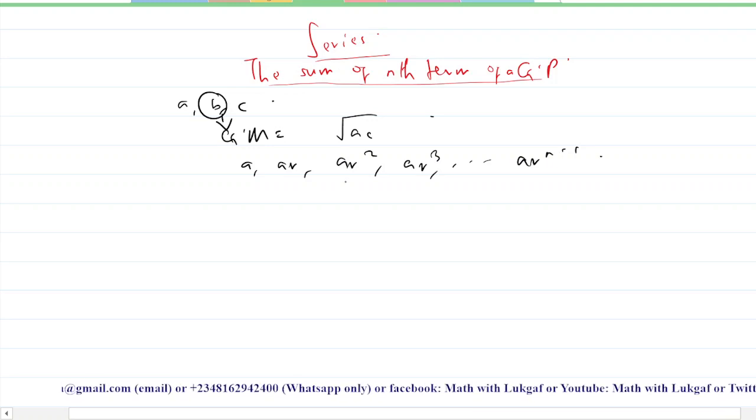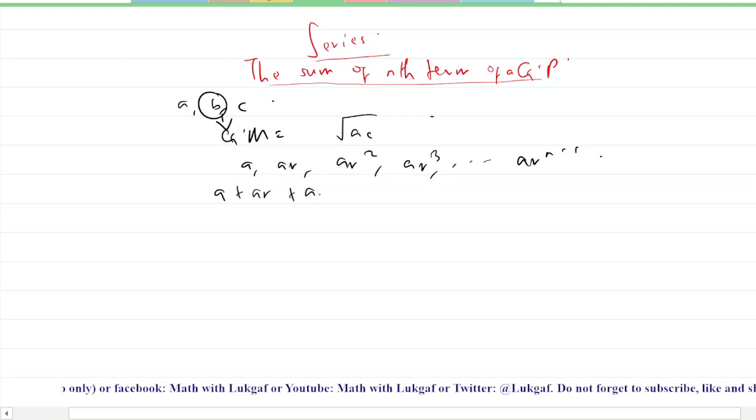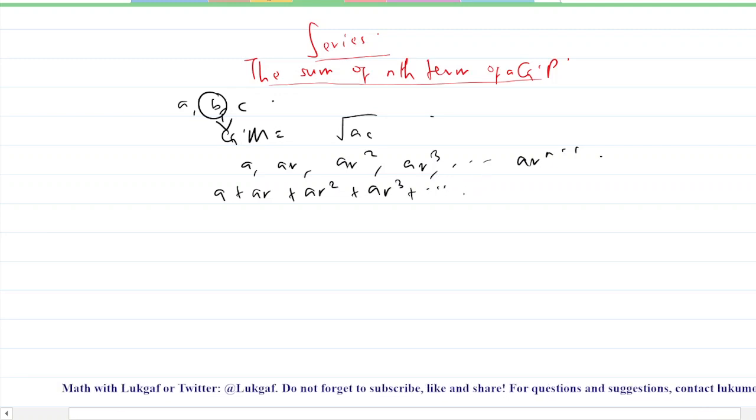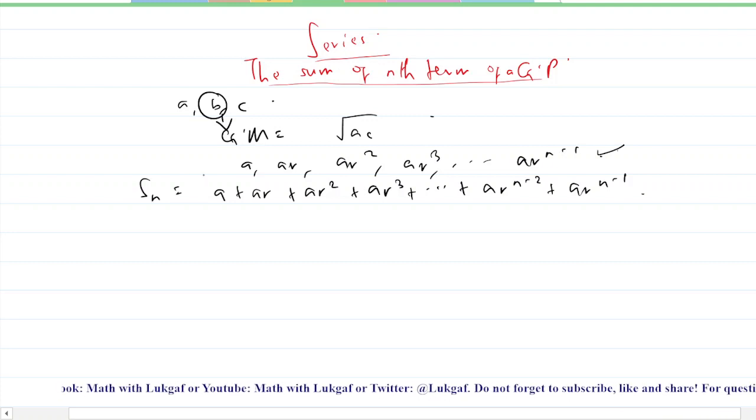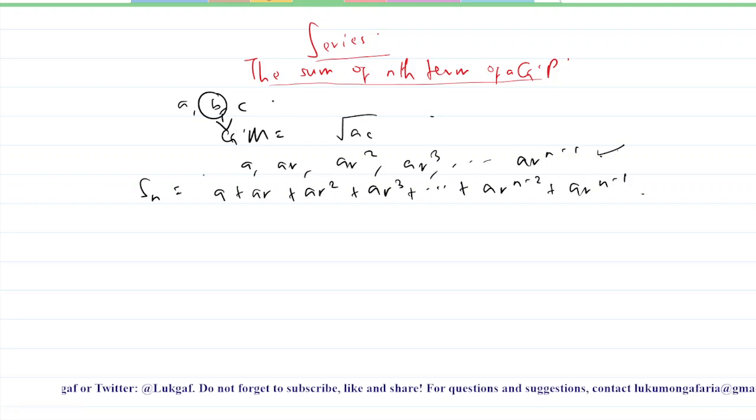So it means when you have A plus AR plus AR squared plus AR cubed plus dot dot dot plus AR^(n-2), you know before n minus 1 I can have n minus 2, then plus AR^(n-1). The sum of this sequence, this GP, is known as a series. Let us denote the series as Sn. That's my series, the sum of this GP.